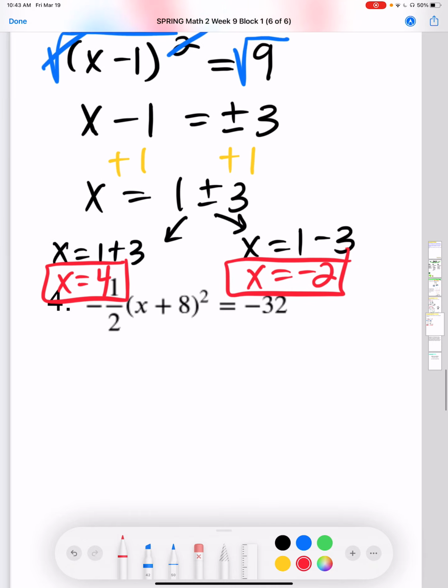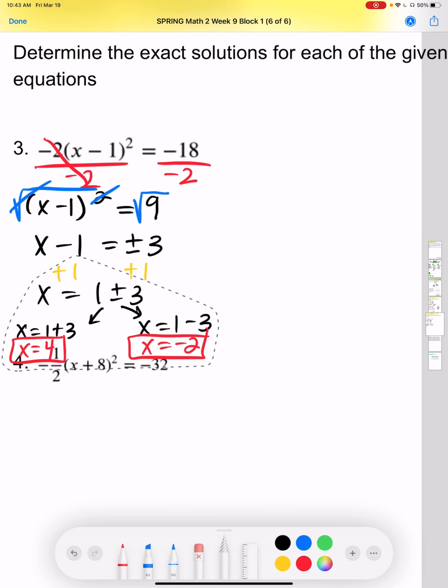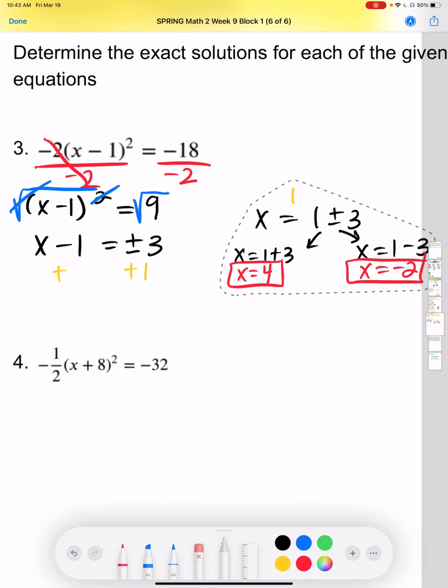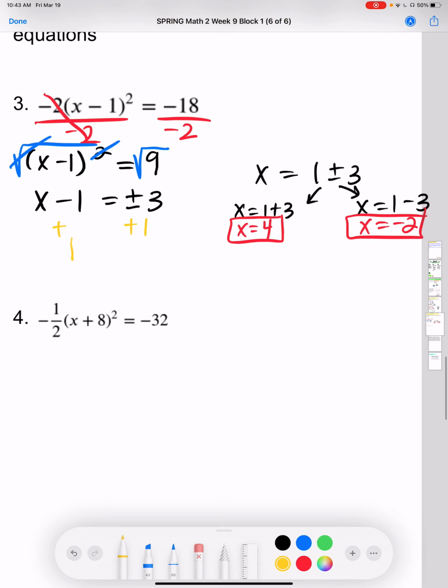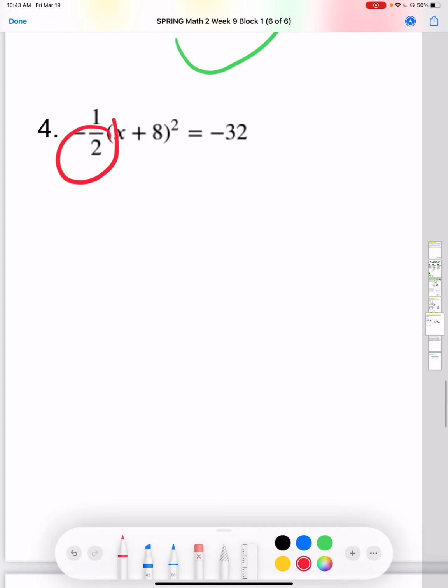All right, let's go ahead and try the last one. Let me actually move this out of the way. And then I'll draw a little arrow. All right, down at the bottom, again, we have an a value this time. So we can't just take the square root yet. We have to get rid of that a value. This time it's a negative 1/2.